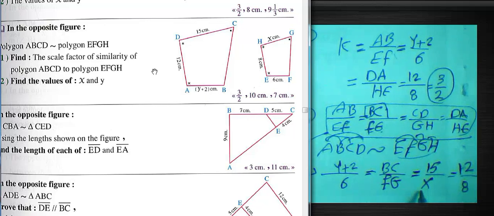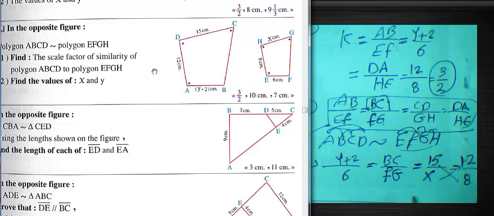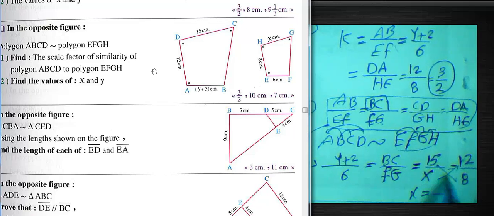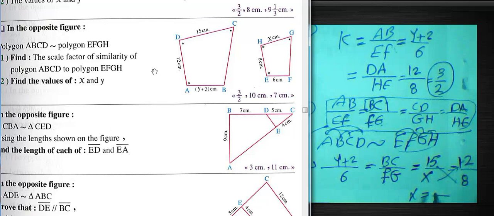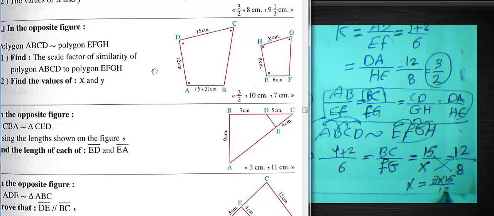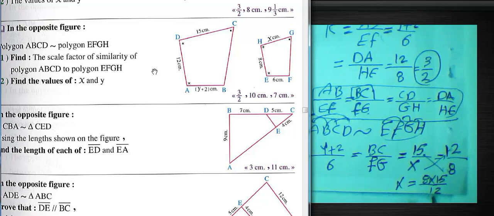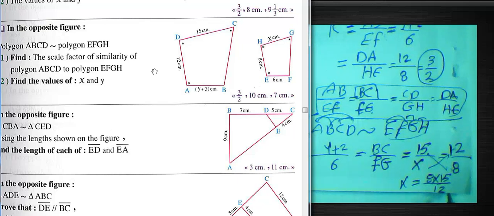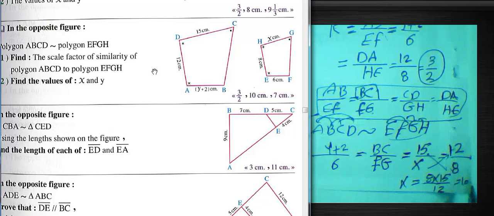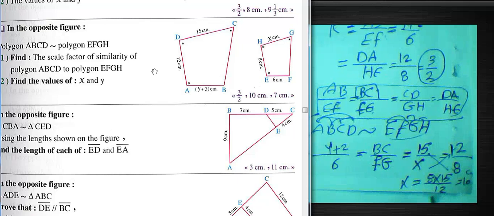So we can find x by multiplying 8 by 15 over 12. 8 multiplied by 15 equals 120, divided by 12 equals 10. So x will be 10 centimeter.